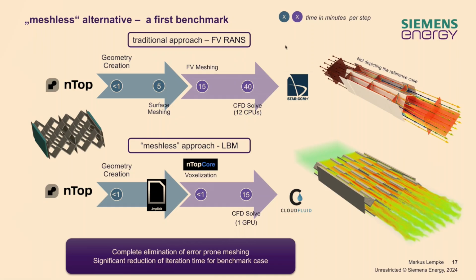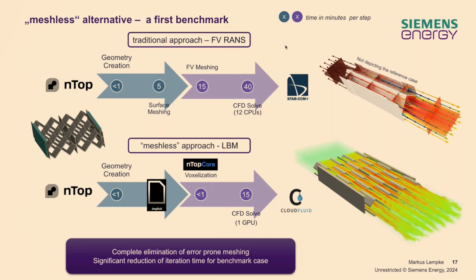So on the top, you have, again, the traditional approach, and at the bottom, you have this tighter integration between nTop and Cloudfluid that eliminates certain steps completely, and also the solving of the CFD is actually very performant working on GPUs. So very important is that Cloudfluid is also a lattice-Boltzmann solver. You basically end up with LES compared to the RANS. So you get instationary results.